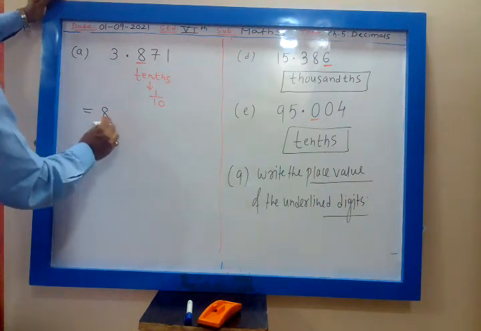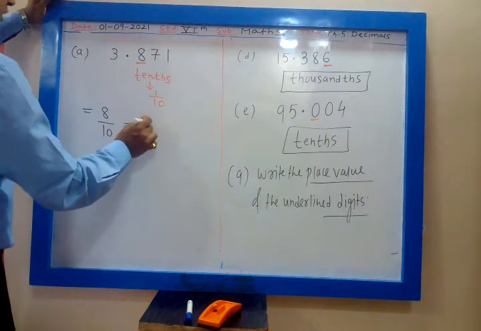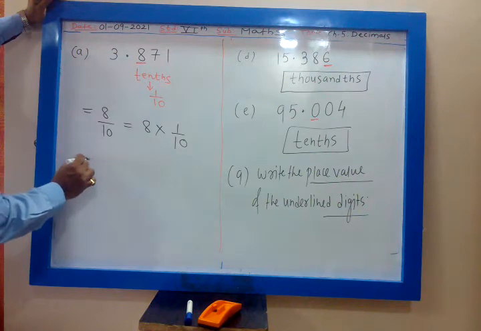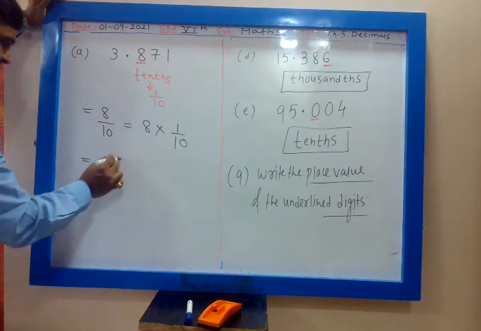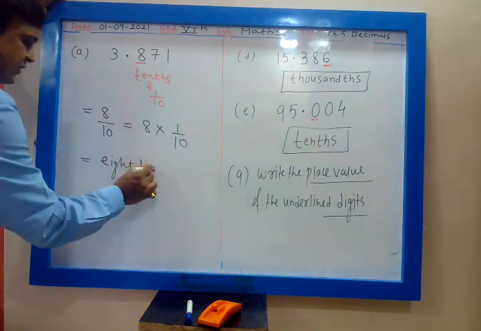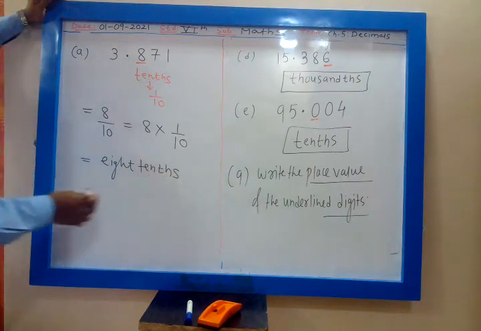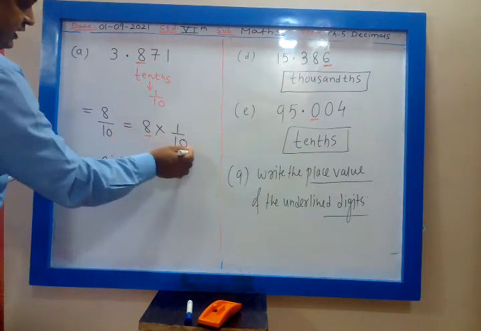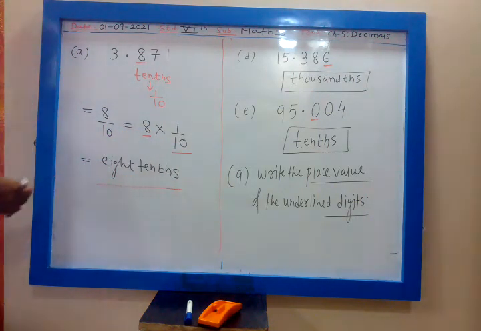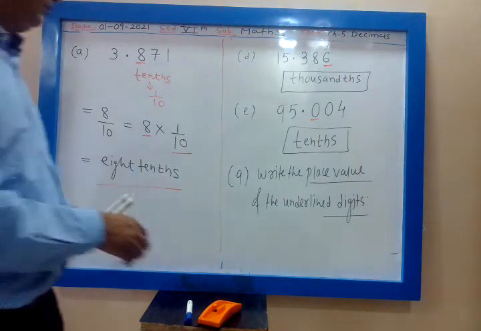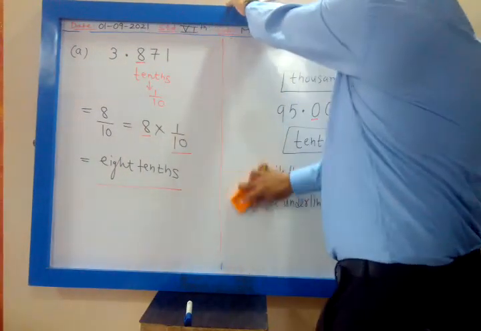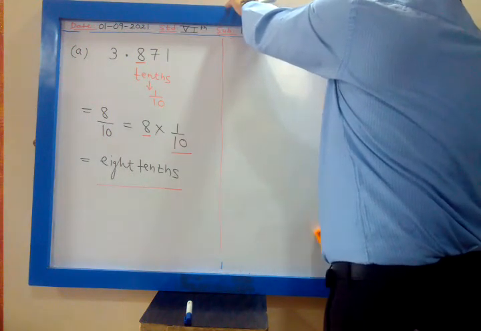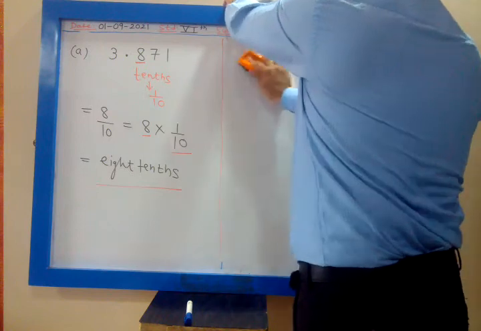This you will read as 8 upon 10, which is the same as 8 into 1 by 10. So you can write this as 8 tenths. 8 tenths means 8 upon 10. Clear? You can write the place value as 8 upon 10 or you can read this as 8 tenths.